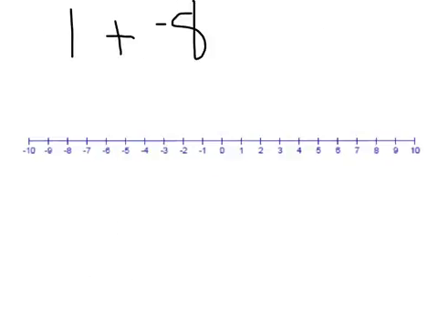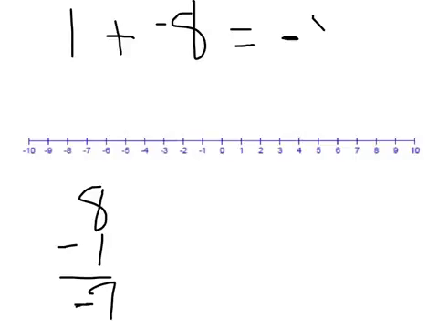All right, 1 plus negative 8. Again, I see that my signs are different. 1 is positive, 8 is negative. So I'm going to subtract these numbers and keep the sign of the larger number. 8 minus 1 is 7. And I'm going to keep the sign of the larger number here, which is 8, so this is a negative 7.